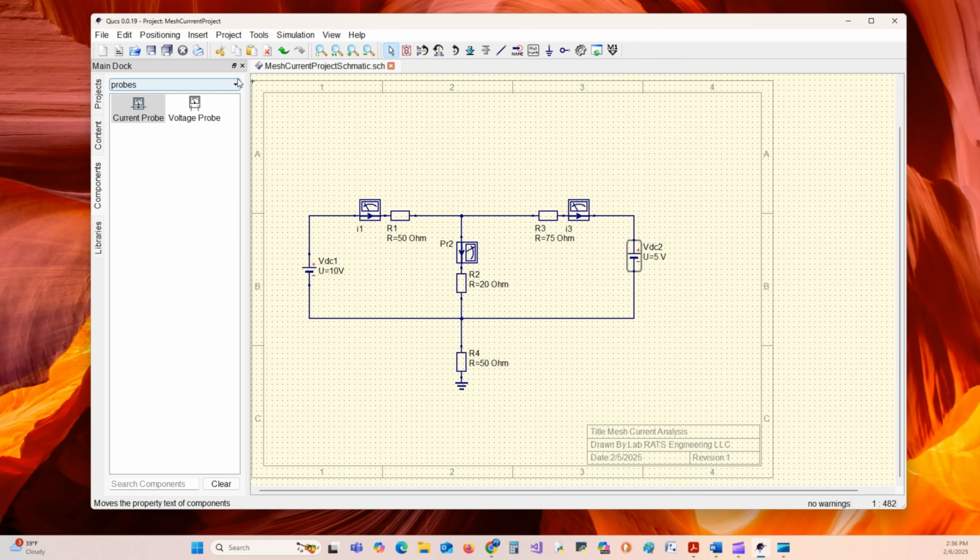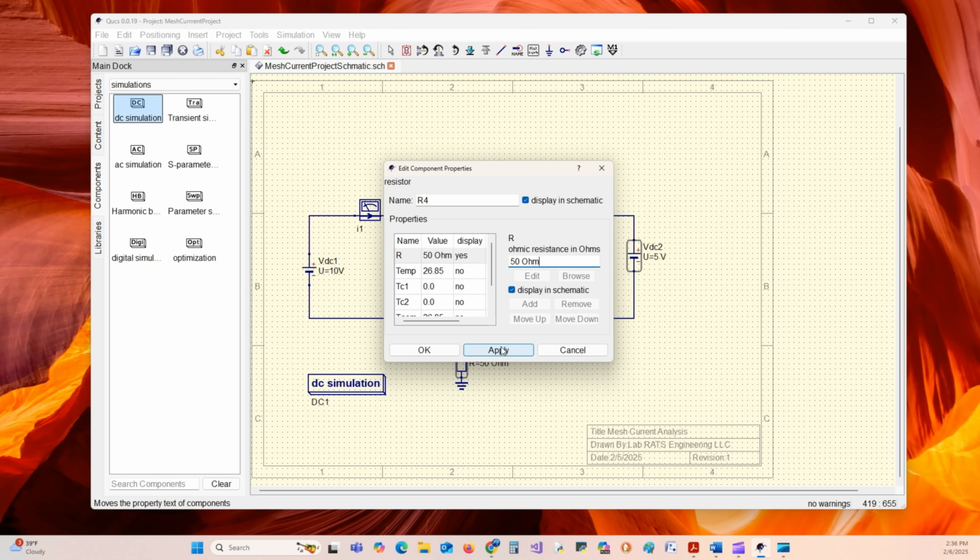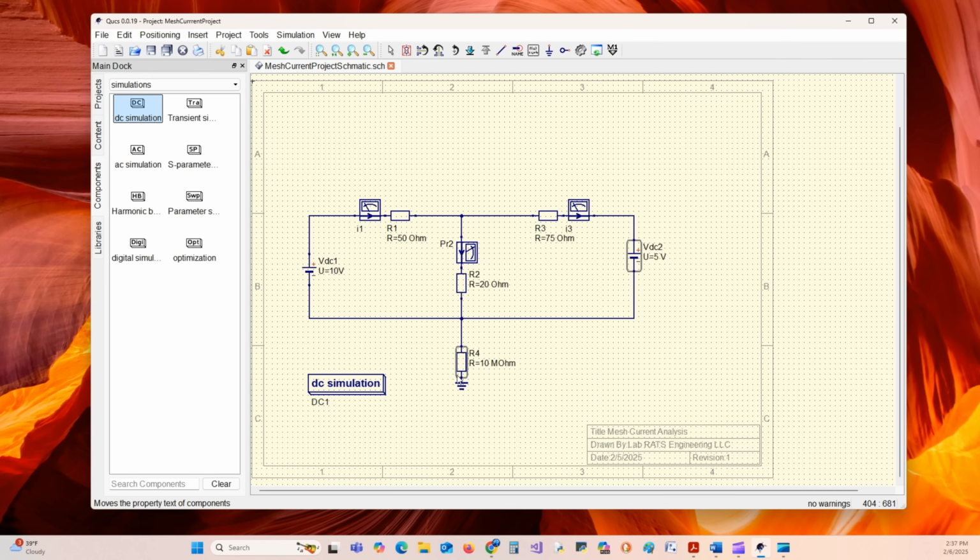One thing we have to do is add the DC simulation. Bring that down to there. Well, we got to make R4. Under R4, I make that 10 megohms. And M, capital M, is for megohm. I'll say OK. Now the simulator will work because it has a ground, so it can do its equations. But it won't affect the results of our currents. We go up here, hit the simulation key.